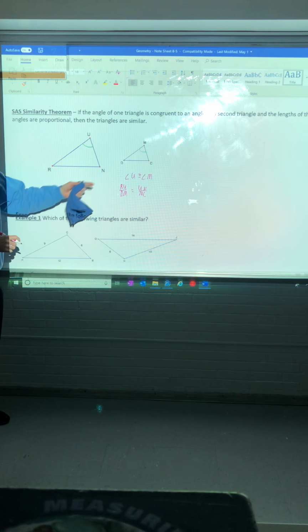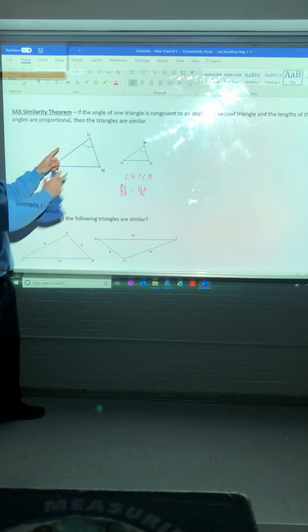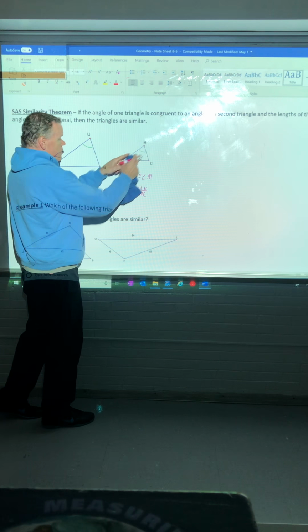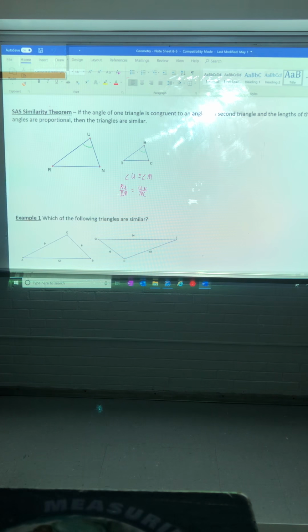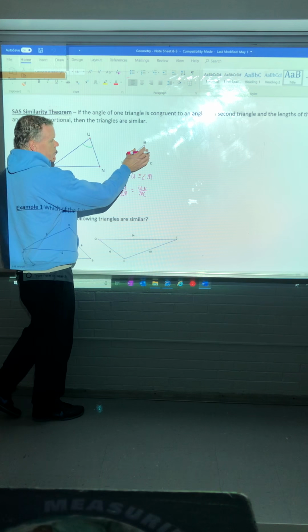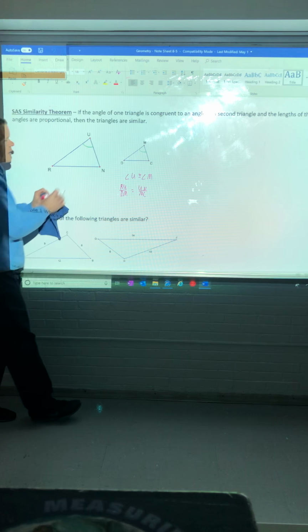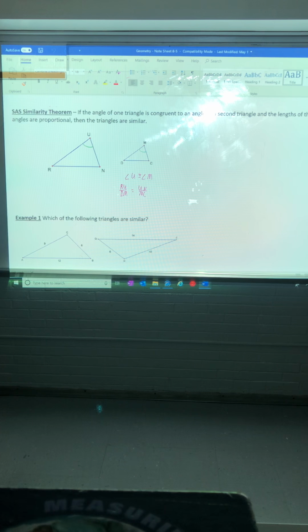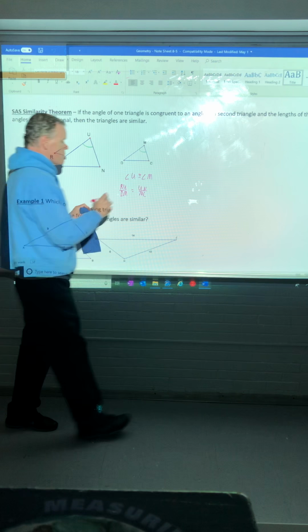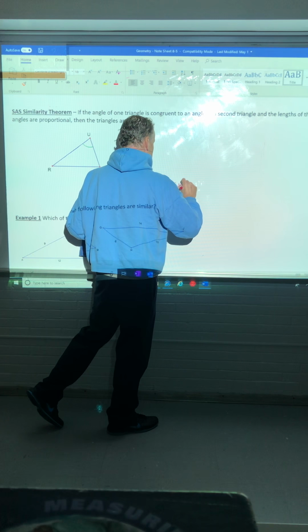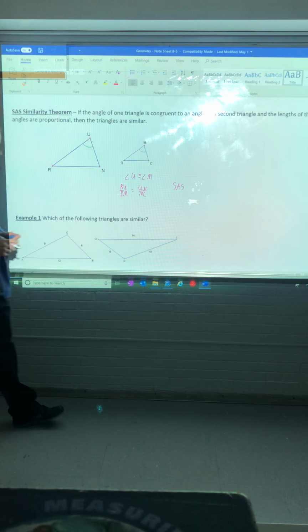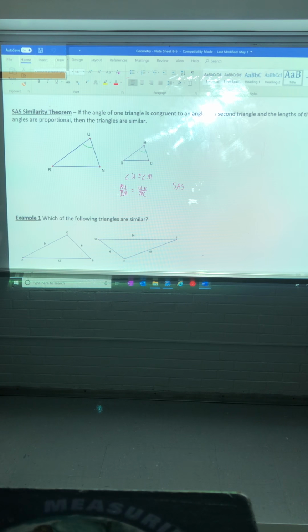Okay, so if this was the case where you had your angle and the two included sides, included angle and your two sides, this is going to be similar through SAS, side angle side. That's the side angle side similarity theorem.